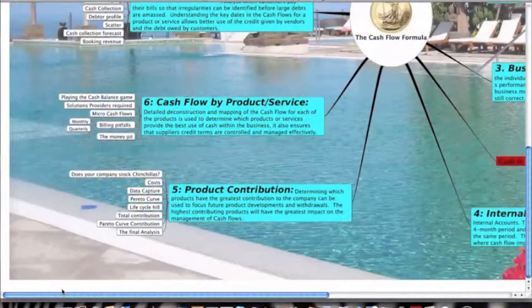Number 5, product contribution. Determining which products have the greatest contribution to the company can be used to focus future product developments and withdrawals. The highest contributing products will have the greatest impact on the management of cash flows. The question I have here is, does your company stock chinchillas? Do you have products that are more fluff than substance?